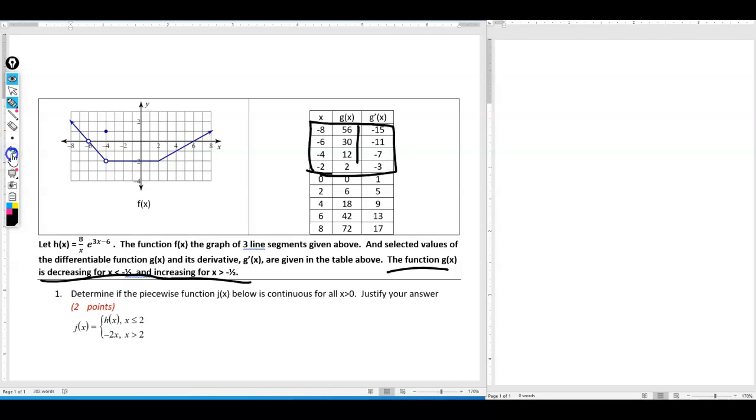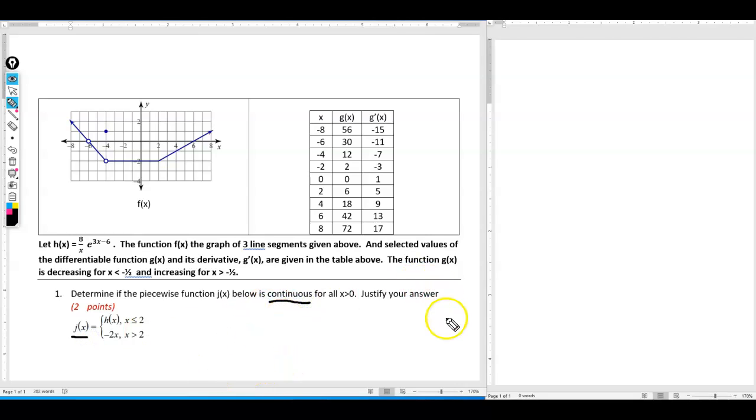So clear all that out of there. But now we'll go ahead and begin question number 1. It says, determine if the piecewise function given below, which is called j of x, is continuous.